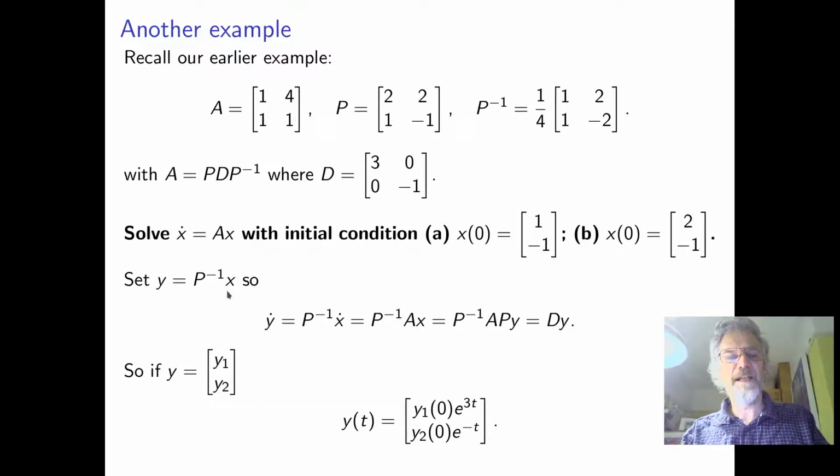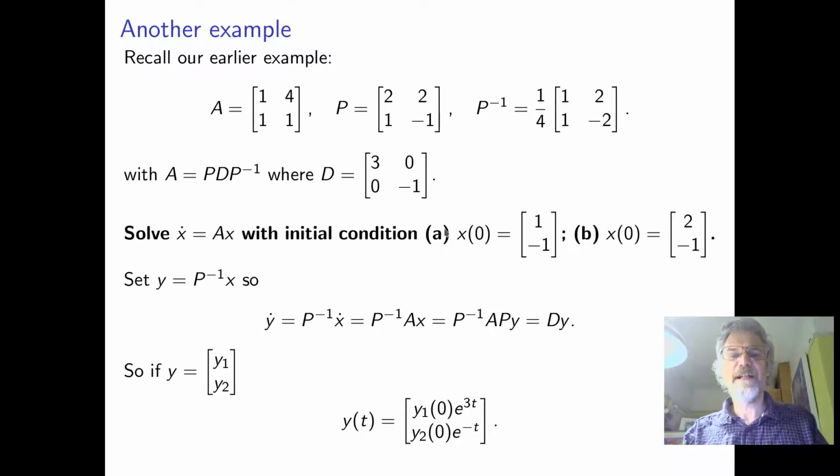Y is P inverse X. D is the matrix 3, minus 1. And so the solution, when it is a decoupled system, y dot equals D y, the solutions are y10 e to the 3t and y20 e to the minus t.